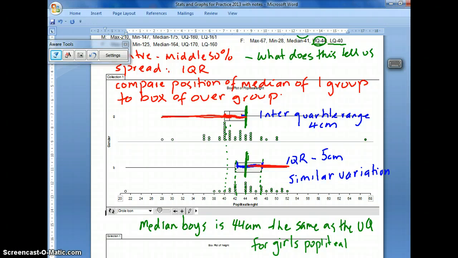I'm going to write that in the middle here. 75% of the girls have shorter popliteals than boys. And when we look at this evidence along with the other two bits of information, I think we can safely say that boys tend to have longer popliteals than girls back in the population of all Year 11 students in New Zealand.